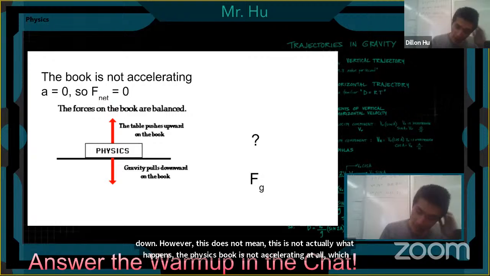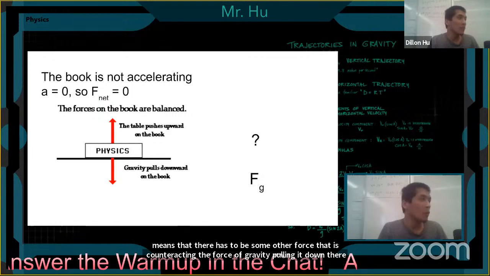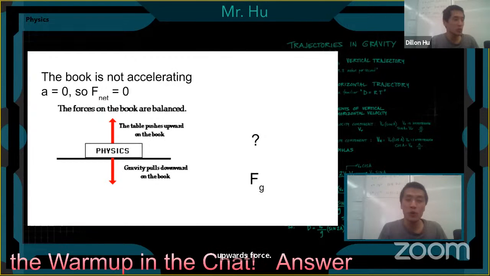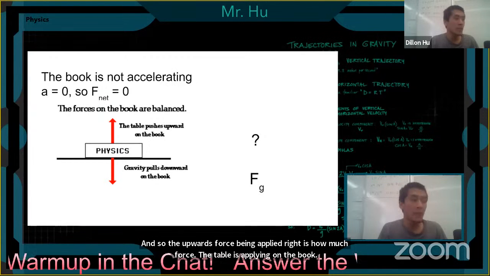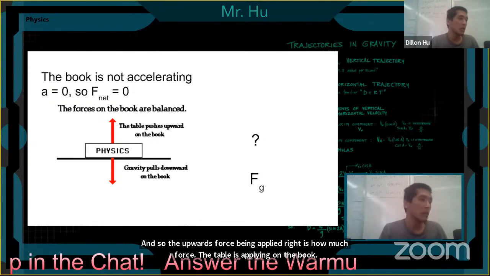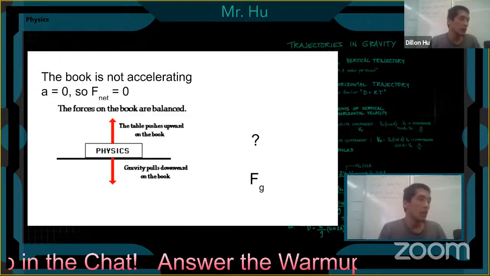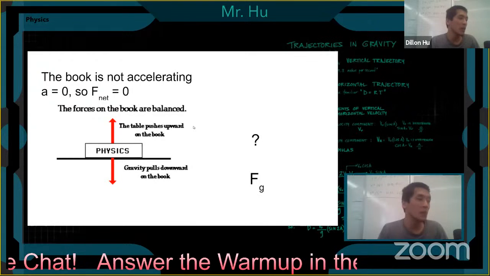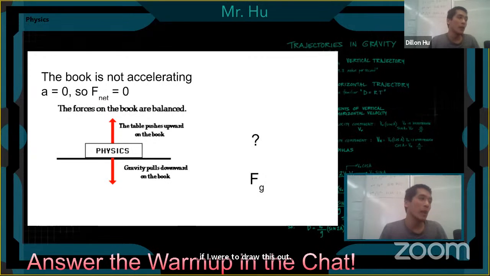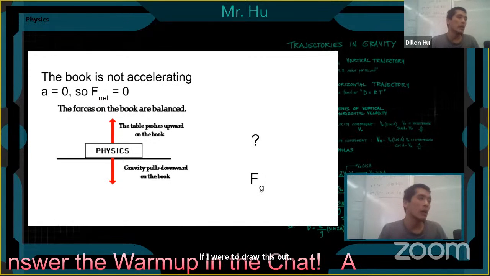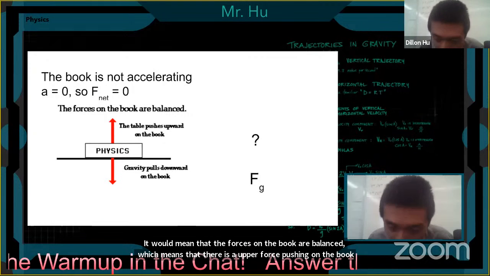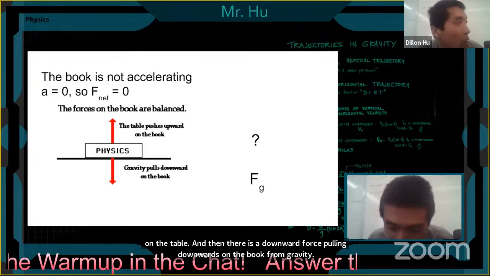So if I were to draw this out, it would mean that the forces on the book are balanced, which means that there is an upward force pushing on the book from the table, and a downward force pulling downwards on the book from gravity. So you would draw two arrows, one arrow pulling up, and one arrow pulling down. The arrow pulling down is gravity, and the arrow pulling up is the table force.